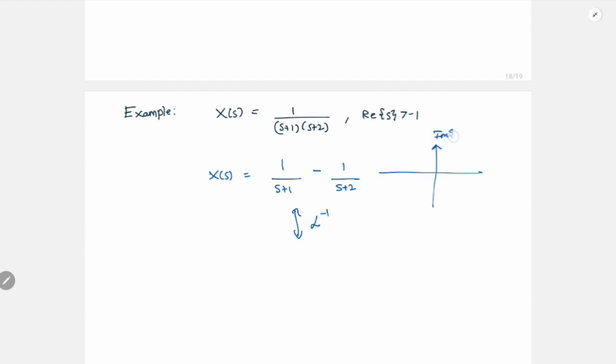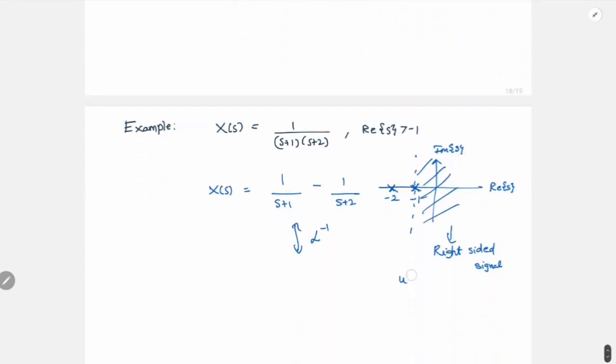So let me go to my S plane. I have imaginary of S, real of S, and I have poles at minus 1 and minus 2, and my ROC is this region. So it is a right sided signal, and both of these terms also should be right sided, which means they are represented by u of t rather than u of minus t, because u of t is right sided and u of minus t is left sided, right? So this will translate to x of t being e power minus t u of t minus e power minus 2t u of t. So this is my inverse Laplace transform of this function given this region of convergence. If I had taken some other region of convergence, then this signal would also change.